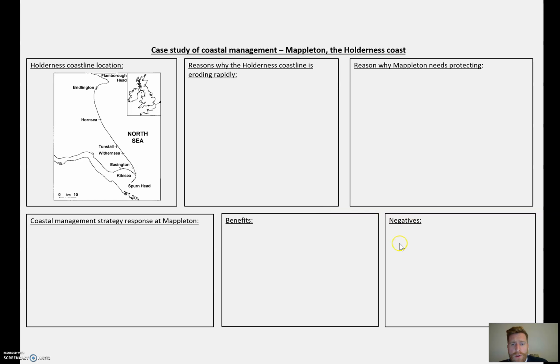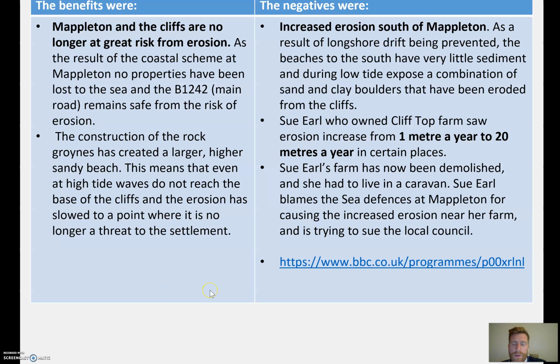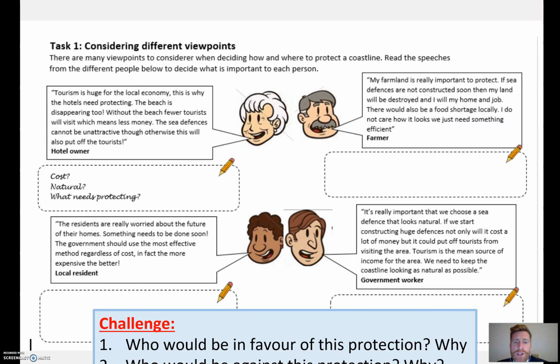So on your A3 sheet now, you should have almost all the boxes filled in. You just need to fill in the benefits and the negatives. Perhaps if I scroll back a slide, if your cover teacher can press pause now, you can complete that. Okay, welcome back. Hopefully you have completed that whole A3 sheet now, which is great.